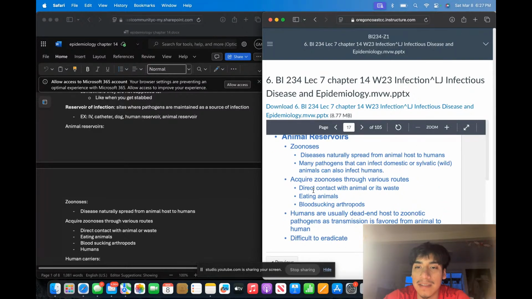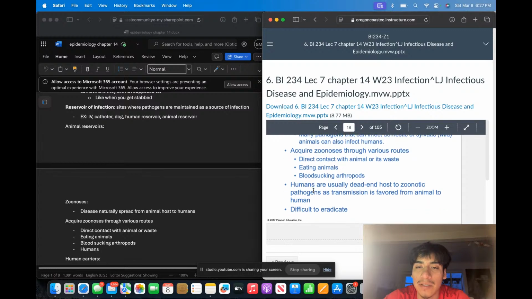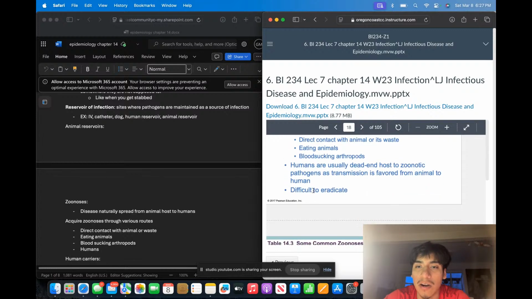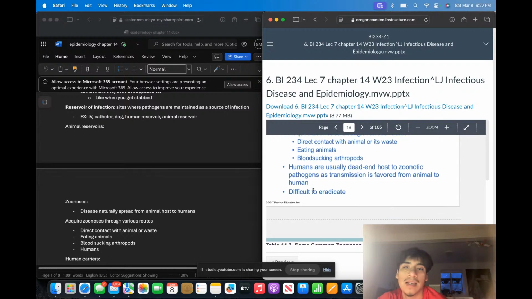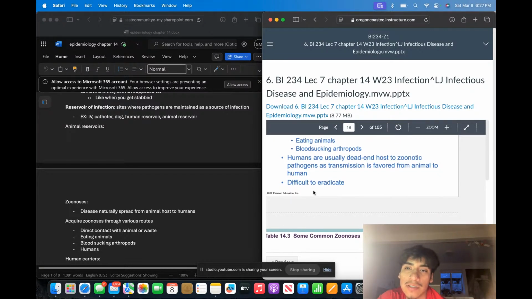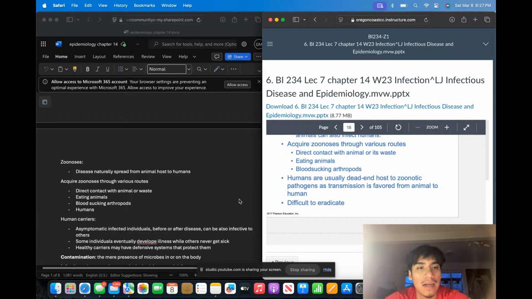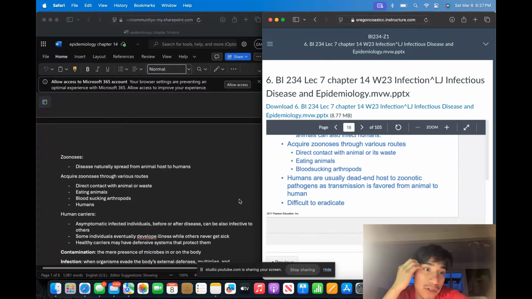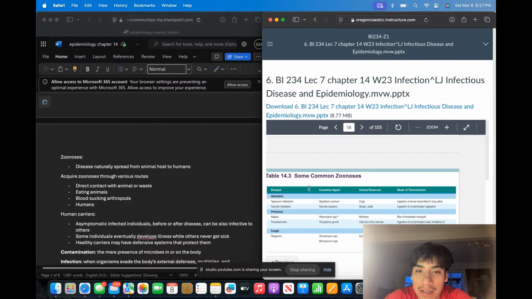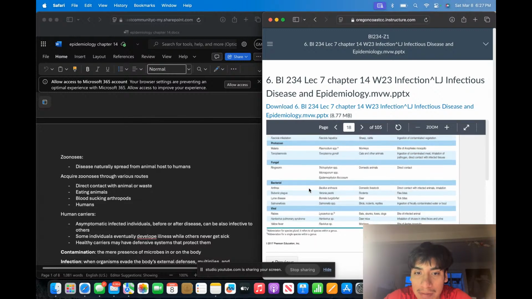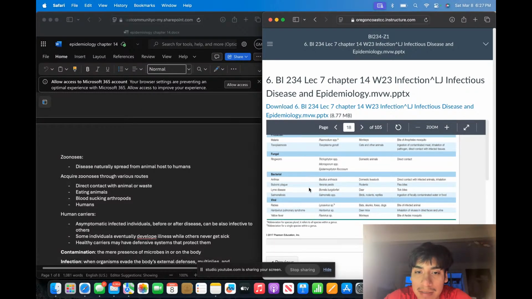People acquire these diseases through various routes, like direct contact with an animal or its waste, eating animals, or blood-sucking arthropods like mosquitoes. Humans are usually dead-end hosts for zoonotic pathogens, because transmission is favored from animal to human, and these are difficult to eradicate. Zoonoses aren't really transferred from human to human because we're not really biting each other. I remember he explained that. Some common zoonoses are ringworm, rabies, anthrax, and Lyme disease.